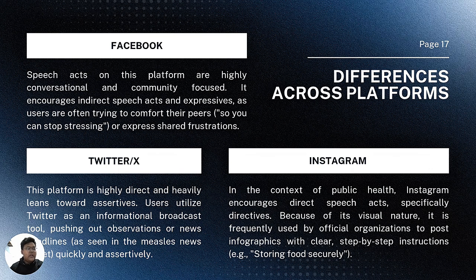With Twitter, you give the fact, and it's direct and assertive, but it comes with full text. Usually there is an image, but the image is not the main point. The main point is the argument. On Instagram, it's heavily put into visual nature and infographics. That's why some Instagram posts only use headlines, and many people will look for the context in the caption or in the comments. So that's the difference across platforms.